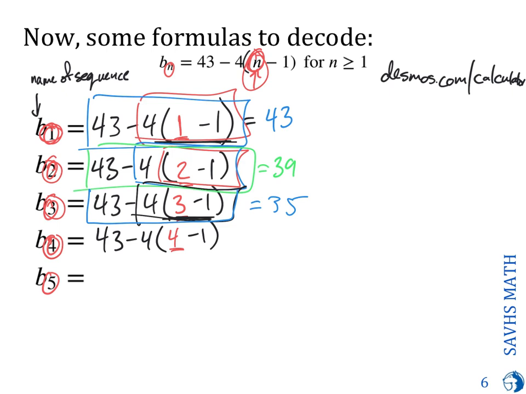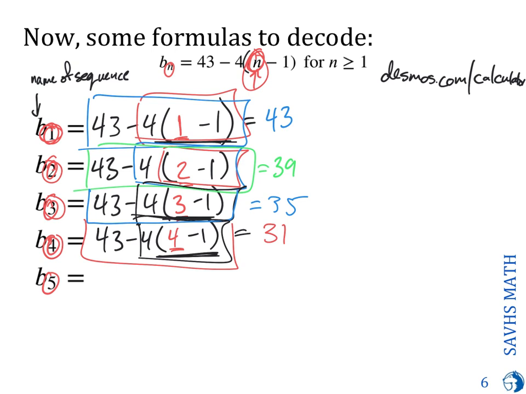Well, let's just do one more just to make sure. I want to make sure we get in the routine of following the order of operations and being careful about our answers and making sure our answers make sense. 4 minus 1 is 3. 3 times 4 is 12. 43 minus 12 is 31.